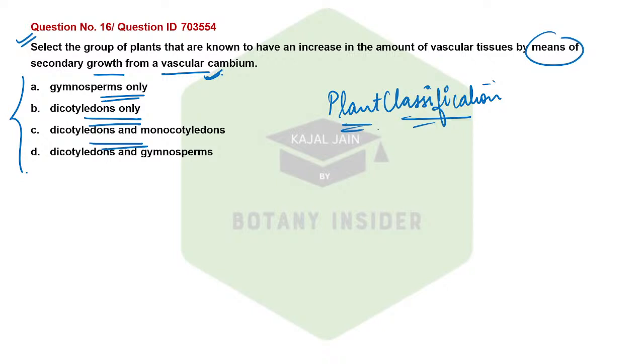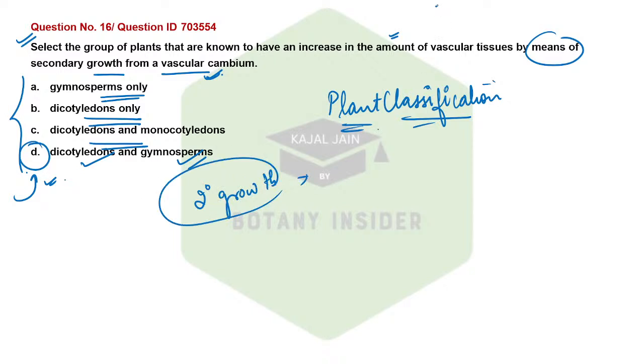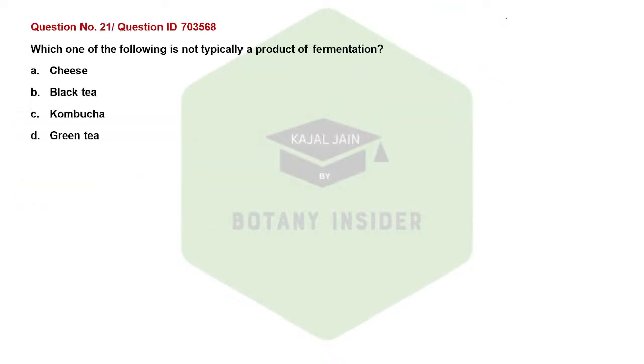Yes, the correct answer for this is dicotyledons and gymnosperms. Very good. D is the correct answer for this particular question. That is, dicotyledons and gymnosperms have their secondary growth seen from the vascular cambium, because of the vascular cambium growth, right? Very easy question. I hope it's clear. All the questions that I have taken up today are theory segments. Remember about this. Let's do one more question.